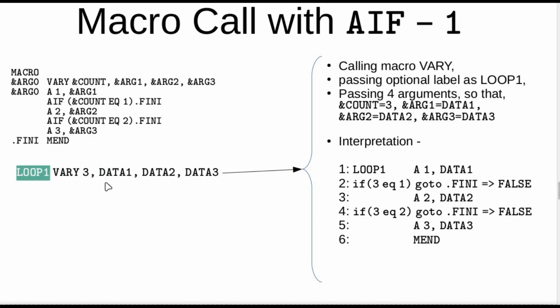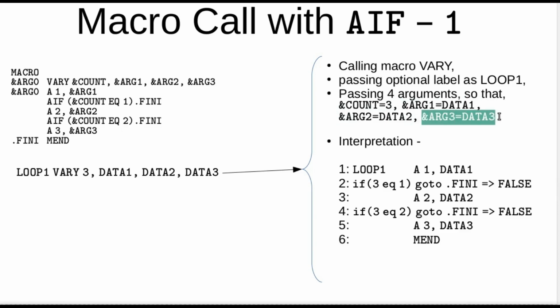So what happens when we make this macro call? Let's go through it step by step. A simple interpretation tells us that we are calling the macro called vary, and we are passing the optional label loop1. We are passing 4 arguments, so that &count here is equal to 3, &arg1 is equal to data1, &arg2 is equal to data2, and &arg3 is equal to data3.